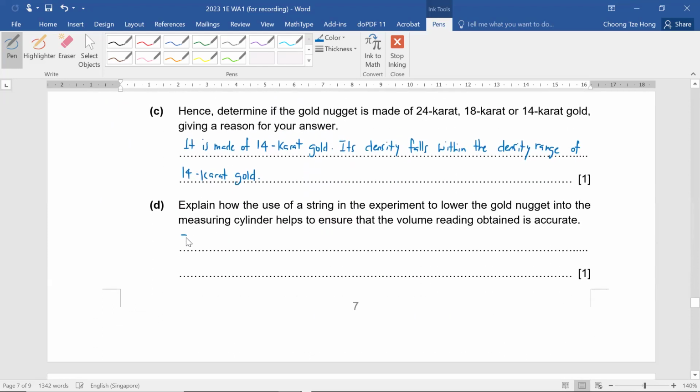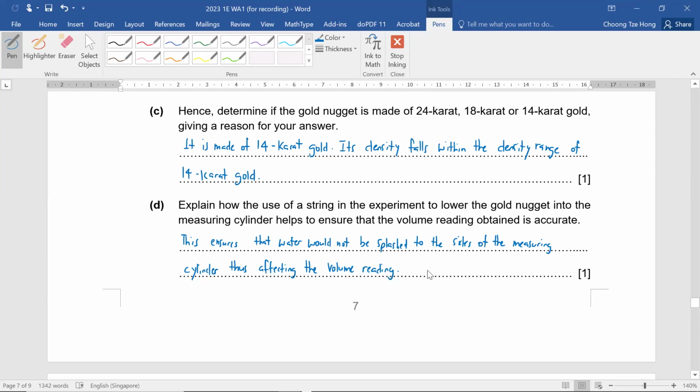So I will write, this ensures that water would not be splashed to the sides of the measuring cylinder, thus affecting the volume reading.